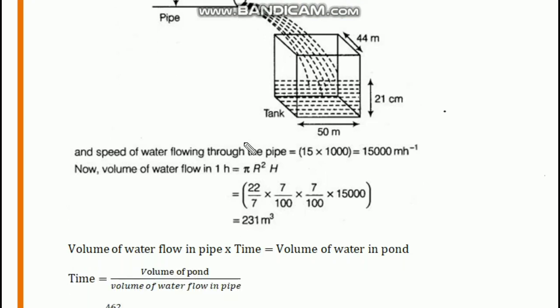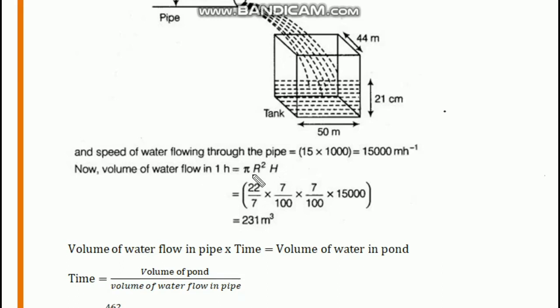So see here, we know the speed of the water flowing through the pipe. So that is the height of the cylinder. So 15 kilometer, if we convert into meter, we need to multiply by 1000. So 15,000 meter per hour. Now the volume of water flowing in 1 hour. Okay. So the volume of water, which one? That is a cylindrical pipe. Okay. Volume of water flowing in the cylindrical pipe in 1 hour.